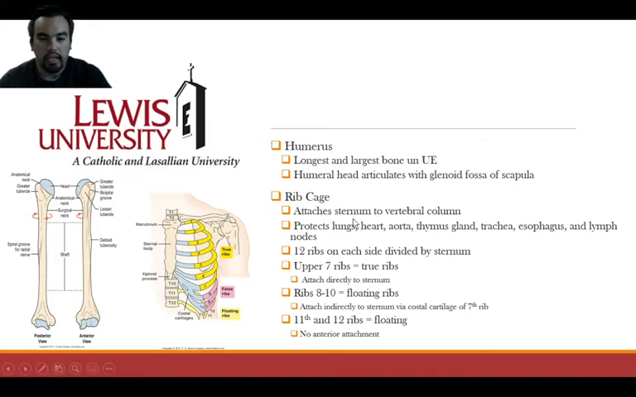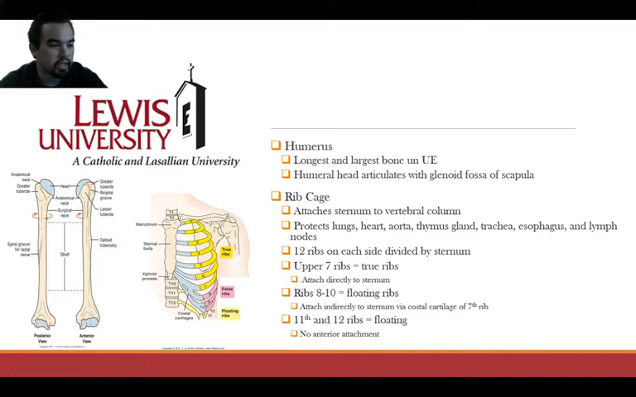The rib cage attaches at the sternum to the vertebral column. It protects the heart, lungs, aorta, thymus gland, trachea, esophagus, lymph nodes, and it's created with 12 ribs on each side divided by the sternum. You have 7 upper ribs, which are our true ribs. Then you have 2 or 3 false ribs typically, and they attach indirectly to the sternum via the costal cartilage of the 7th rib. And then our 11th and 12th ribs are floating ribs, so they don't actually attach in the front there. So that's what that means by floating.